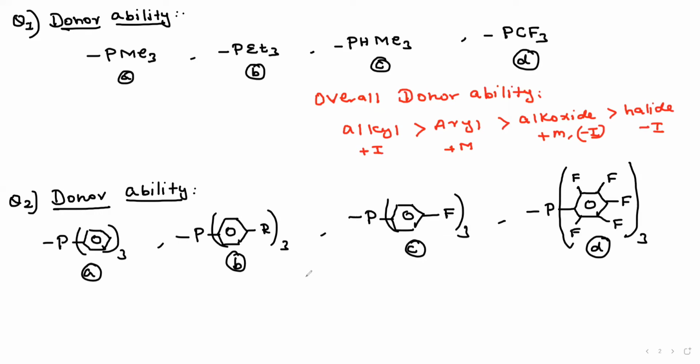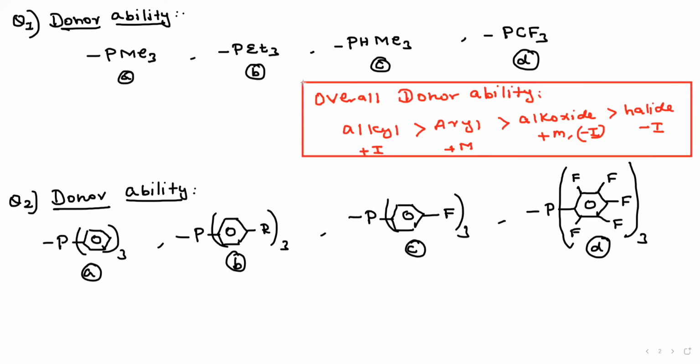Listen. Whenever the phosphorus is attached with an alkyl ligand, it should be more donor compared to aryl. In alkoxide, compared to aryl, aryl has more donor ability. Now you know very well, whenever the electron donating group increases, the donor ability increases.